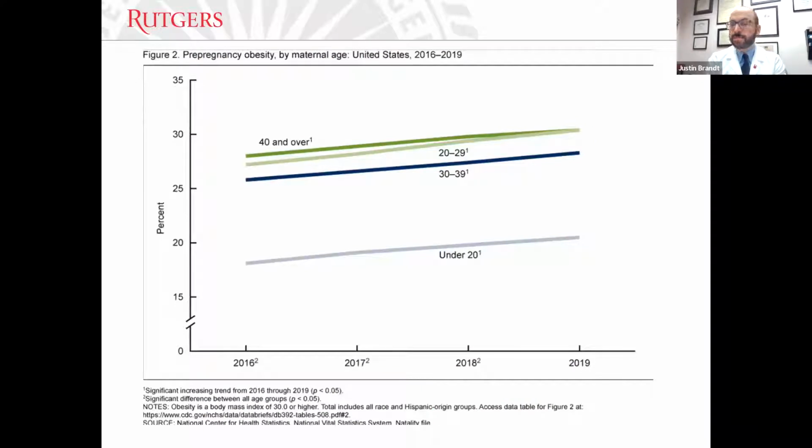There's a relationship between age and obesity. We see as people age, they tend to be heavier. And if you just look at the group of women 40 and older, they're among the heaviest that we see in this breakdown based on age, and the prevalence of obesity is increasing between 2016 and 2019.